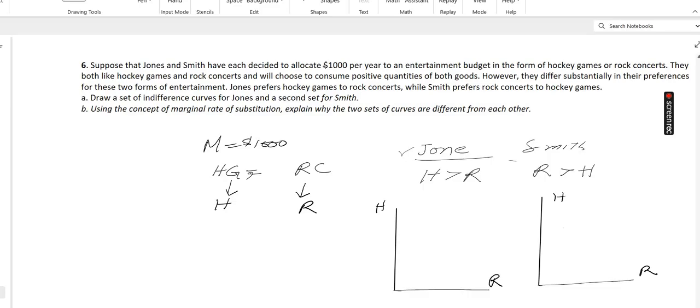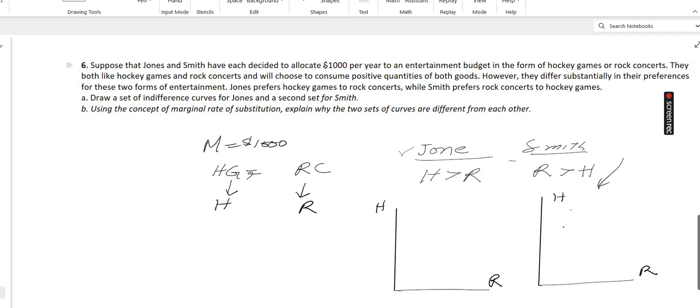In comparison, if Smith is offered 1 unit of rock concert, as he likes rock concert more than hockey games, he would be willing to sacrifice a bigger amount of hockey. So first I would like to go with Smith.